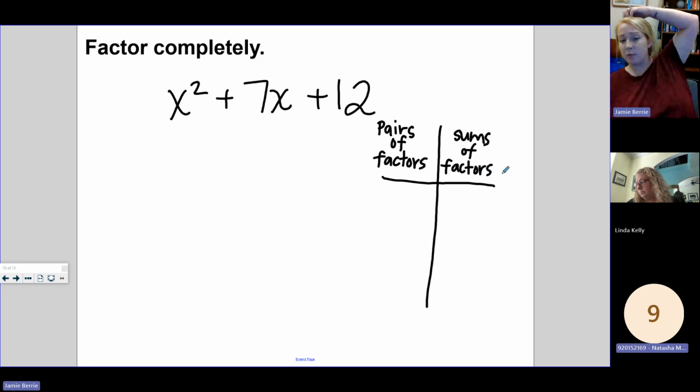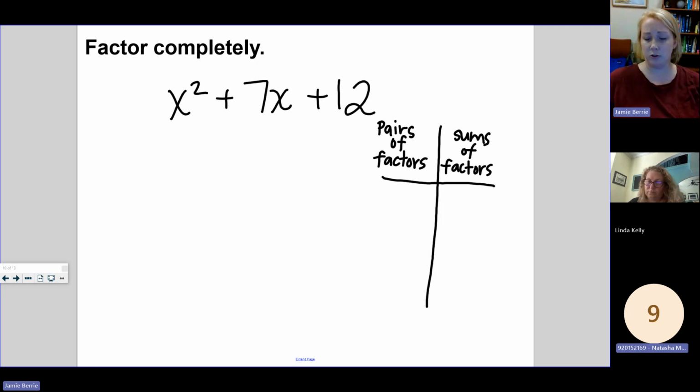Now, the more you do this, you might not have to make the table every time. You might get so good at this that you can do it in your head. So just think of this as a way to help you get started, but don't feel like you're married to it. You don't have to do it.